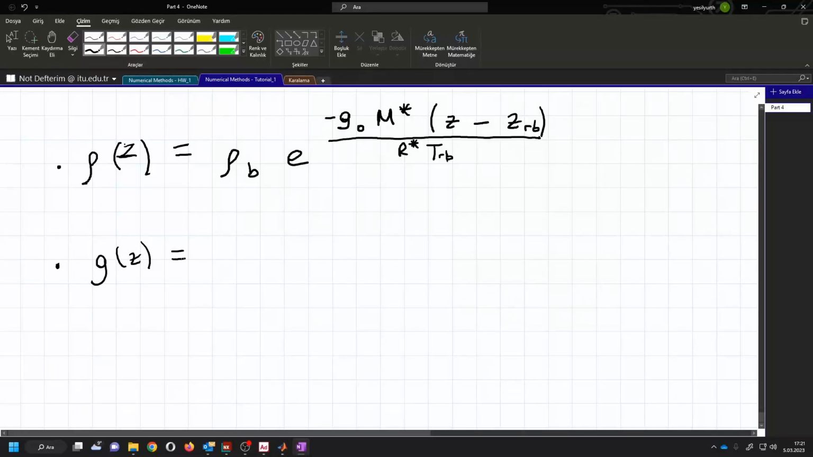My second formula will be the gravitational acceleration with respect to altitude, of course. G offset will be equal to G0, which is the reference gravitational acceleration at the Earth's surface, times radius of Earth over radius of Earth plus the location or altitude, to the power of 2.